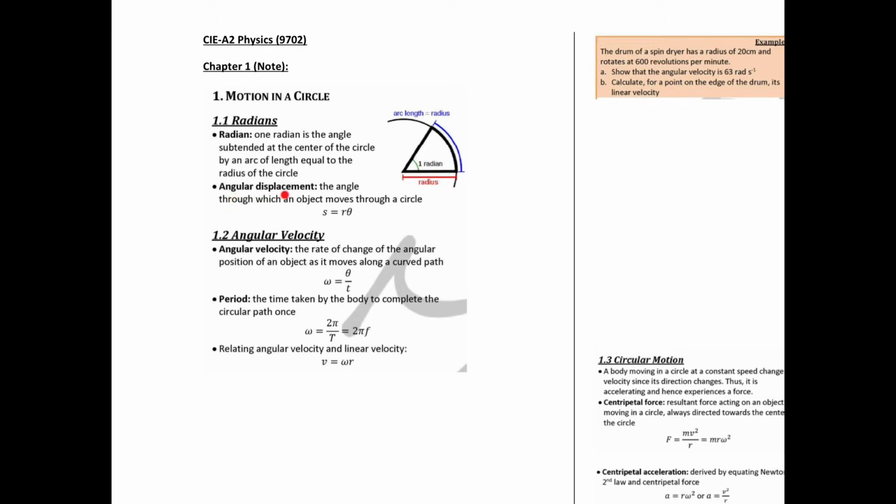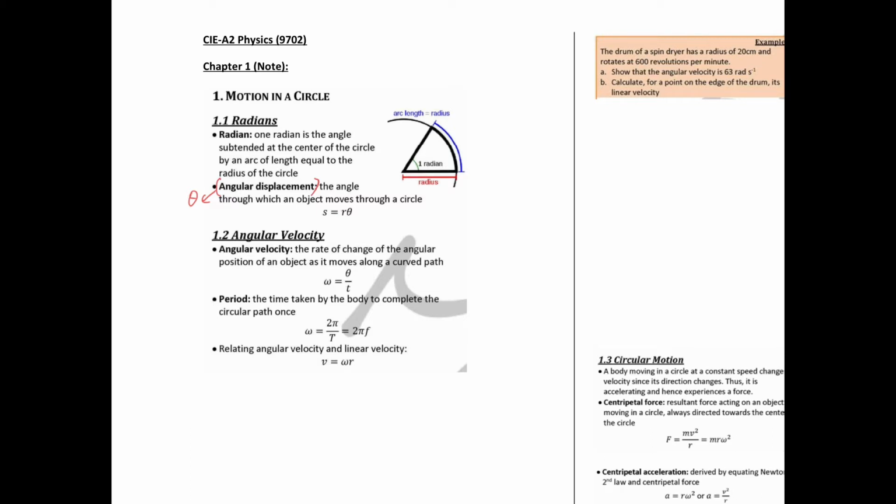Angular displacement. Angular displacement is the angle through which an object moves through a circle. Which means angular displacement is actually the theta. That means it's the angle, how much angle an object moves through in a circle. Okay, so we have this formula. I think you are familiar with this formula.